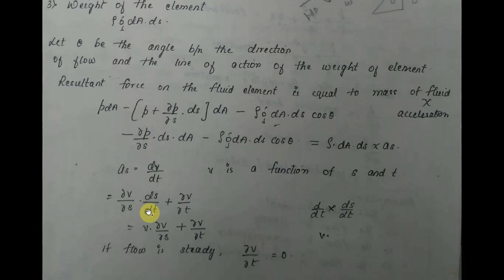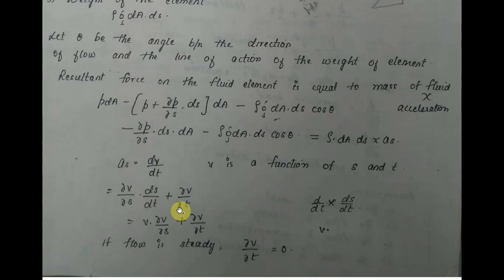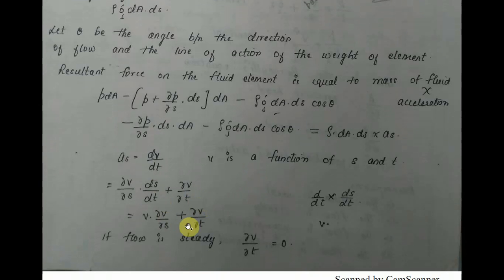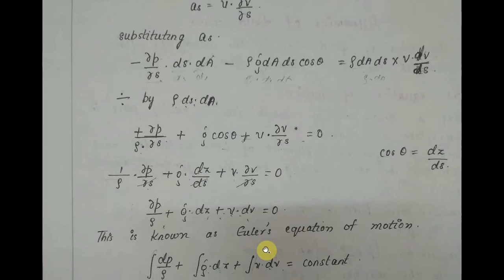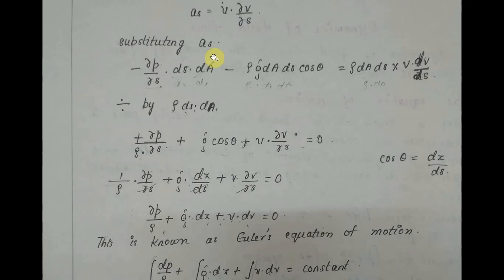Therefore, a_s is equal to dou V upon dou S into ds upon dt plus dou V upon dou t, that is equal to V into dou V upon dou S plus dou V upon dou t, since ds upon dt is equal to V. Hence, if the flow is steady, dou V upon dou t is equal to 0. Therefore, a_s is equal to V into dou V upon dou S.